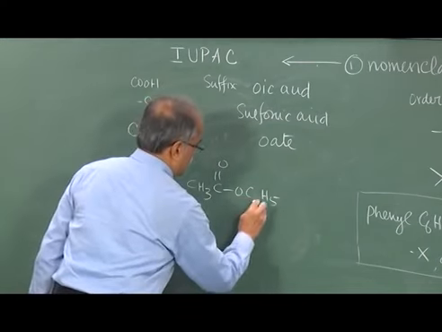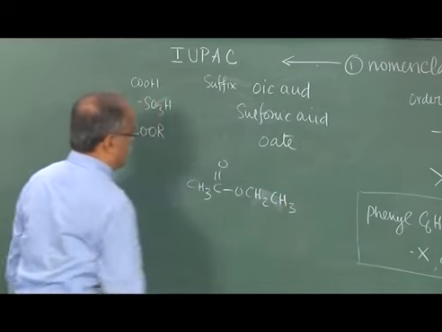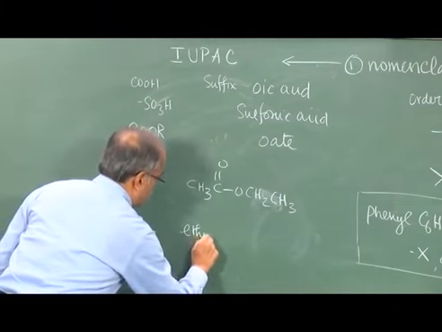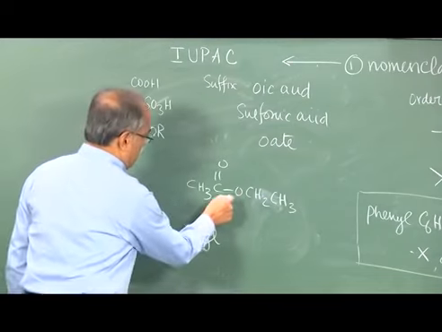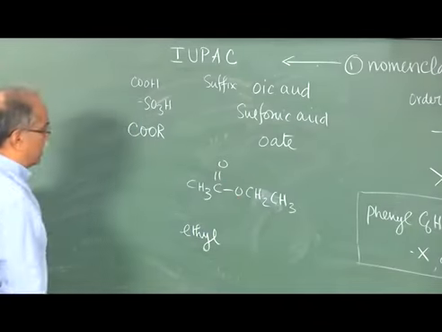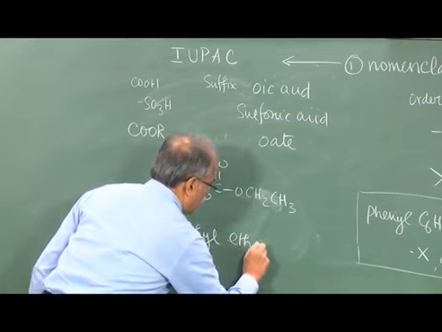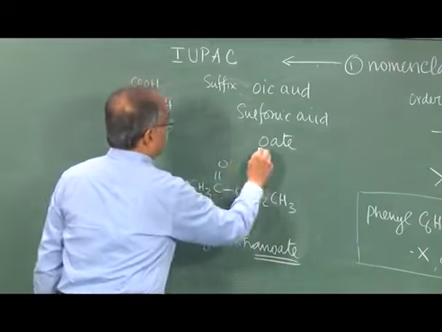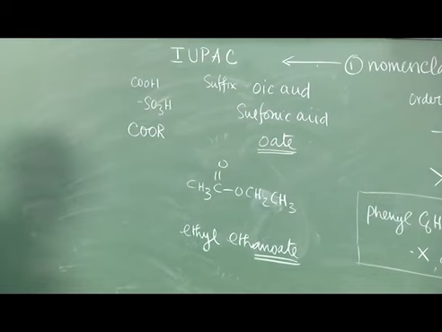let us call this CH2CH3. So, this would be essentially ethyl. The alcohol part is written first, and then it is actually ethyl acetate, but acetate is called ethanoic acid. So, ethyl ethanoate, this is what is represented by the "oate" suffix that is given to the nomenclature.